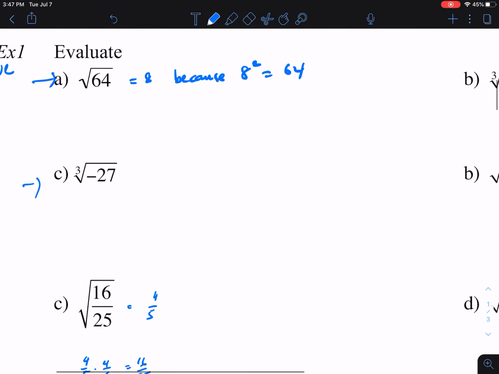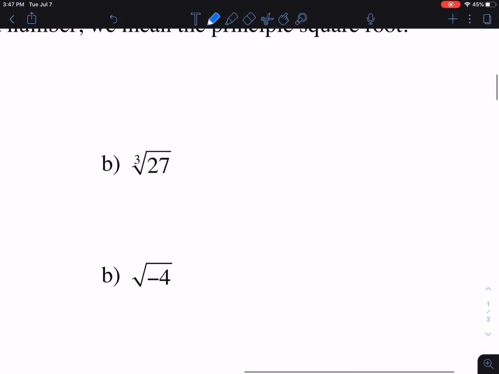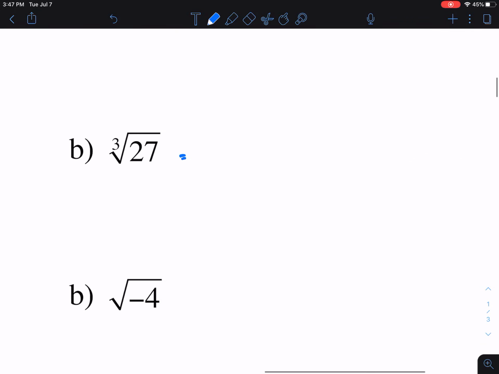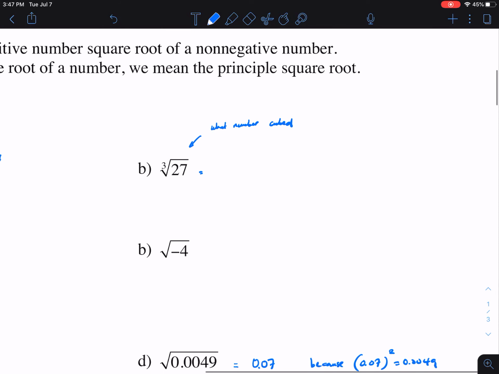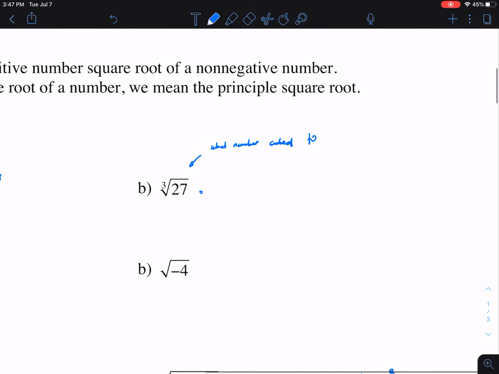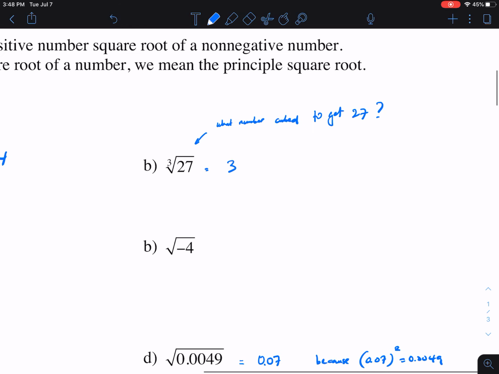Let's look at cube roots. Again, for this question you're asking what number cubed gives 27. That number is 3, because 3 times 3 times 3 is 27.